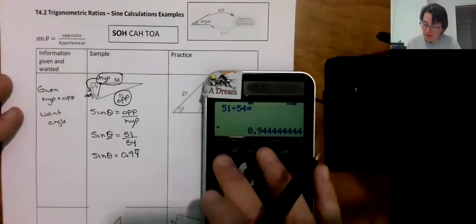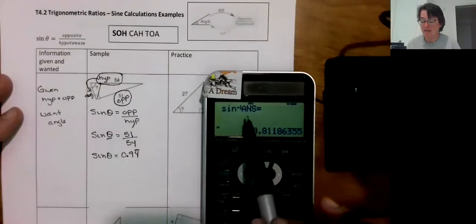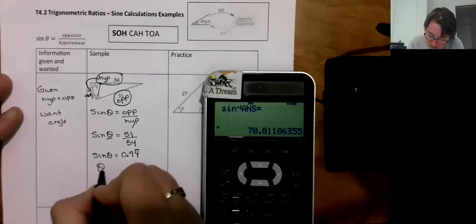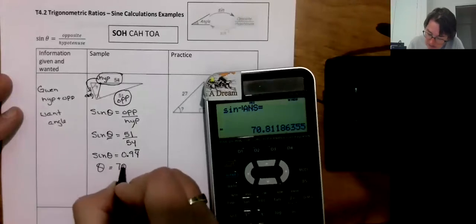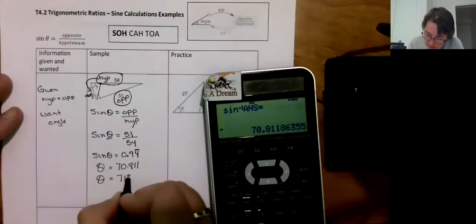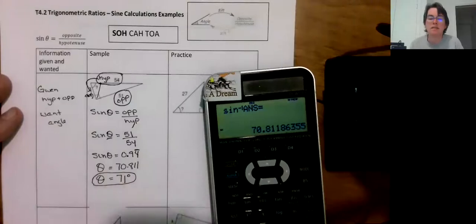Remember, I'm going to go second and sine. Now, my calculator is a little on the nice kind of magic side. If I just hit the equals, it retypes the answer from the previous one, and I get my answer there. So theta is equal to 70.811. Theta is equal to 71 degrees. You don't necessarily do that. I just find it easier if I'm rounding. I just write two or three decimal places, and then I round appropriately.